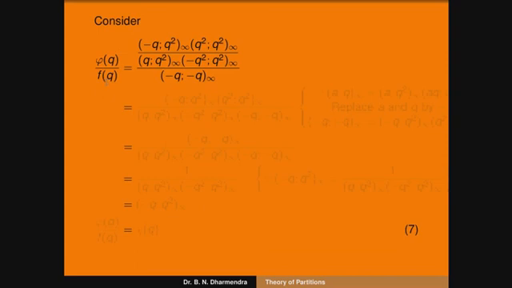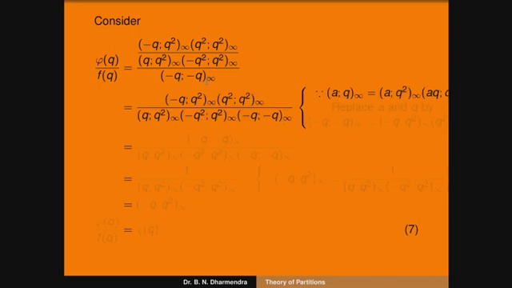When I have to replace q by minus q, that is f of minus q equals minus q infinity. So it can be written as follows, where no terms get cancelled here: minus q square infinity into q square infinity, divided by q square infinity into minus q square infinity, into minus q infinity. But the term we can observe here, minus q square infinity into q square infinity, is nothing but the term of minus q infinity.